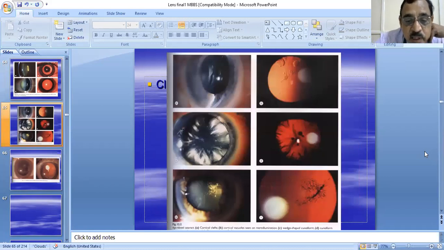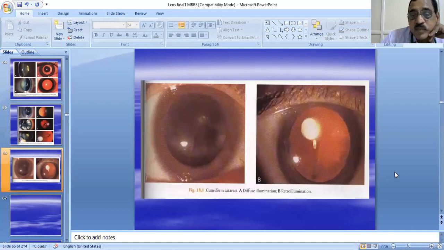And here again it is a cortical cataract. These are the vacuoles deposited in between the lens fibers on retroillumination. Here are the wedge-shaped opacities seen in the periphery by slit lamp examination, and this is on retroillumination. And this is the Christmas tree appearance of the lens in a type of cataract. This is cuneiform cataract on diffuse illumination, and this is cuneiform cataract on retroillumination.